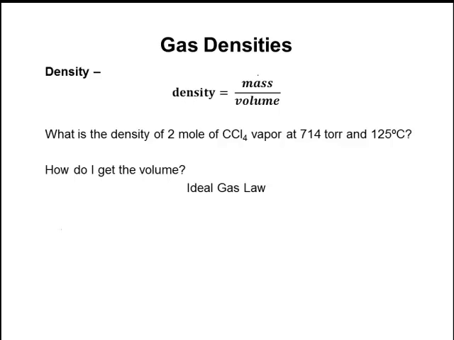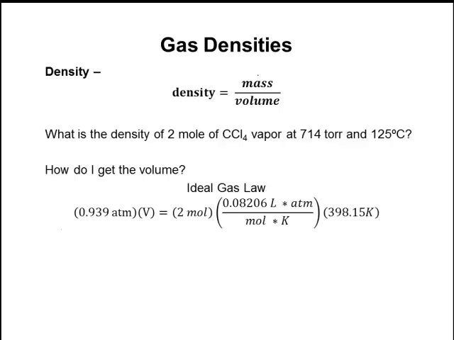And I can plug everything in. So I've got my pressure. Now it's in torr, so I have to convert that to atmospheres. So 714 divided by 760 will get me to atmospheres. Times V, I'm trying to determine that volume, equals 2 moles of the gas, times R, that 0.08206 constant, times my temperature in Kelvin. Then I can just solve for V. I get 69.6 liters.